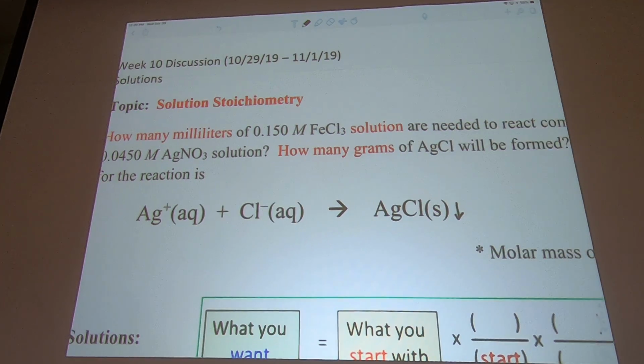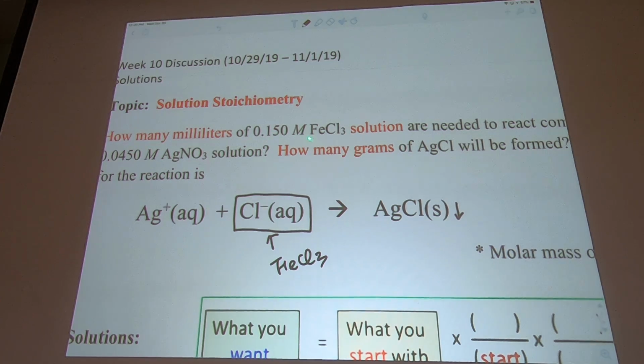And then you will start to see, where is this chlorine coming from? This chlorine is coming from FeCl3. If you read the problem, they say how many milliliters of iron trichloride with this concentration of solution, and how much do you need? And where's the Ag plus coming from? You guys see that, AgNO3. So now you start to see that each one has its own origin.